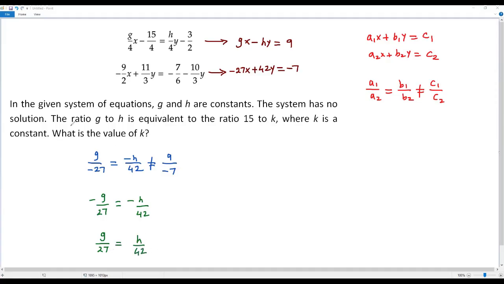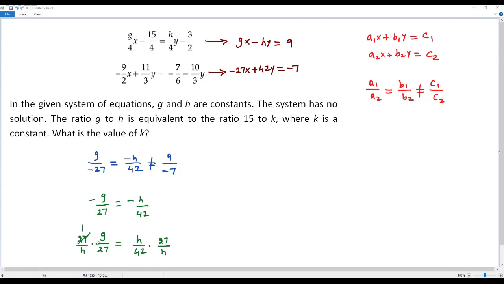Now let's consider the information we have over here. That is, the ratio g to h is equivalent to the ratio 15 to k. Here we have some information about the ratio g to h. Since we have the ratio g to h, we can try to get g over h here. Already we have g in the numerator. Instead of 27, we need h in the denominator. How do we get h in the denominator? For that, we have to multiply both sides of this equation by the fraction 27 over h. Let me do it on the left side, 27 over h.